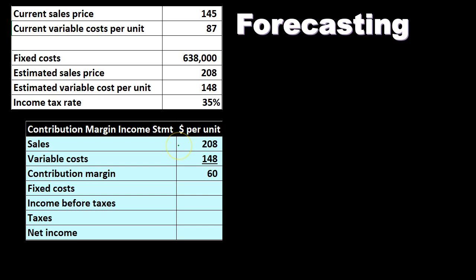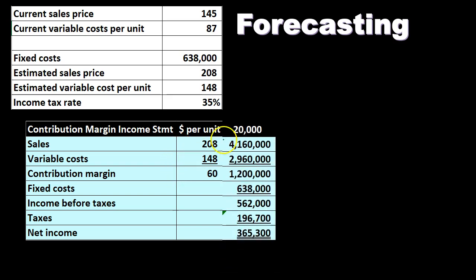We're going to say, okay, here's the same idea. We've got the sales, we got the variable costs, we got the contribution margin. Let's just put the units up top now, and we could just say, okay, here's the 208 sales times the 20,000 units, gives us the 4,160,000. Here's the variable cost, 148 times the 20,000 units, gives us the 2,960,000, and the contribution, 60 times the 20,000, 1,200,000, or 4,160,000 minus the 2,960,000 is the 1,200,000. Fixed costs remain the same, and this all calculates out.